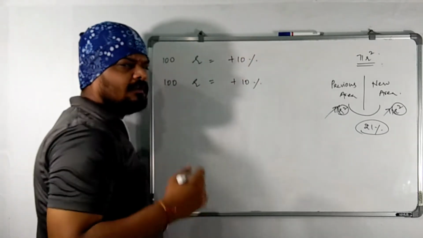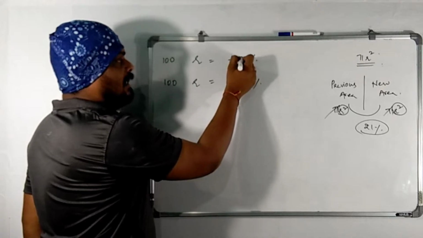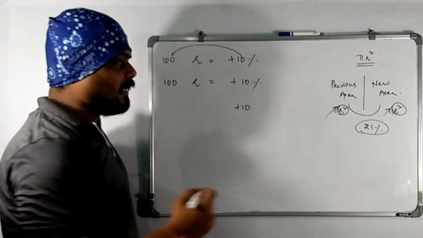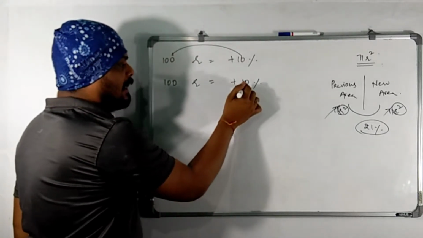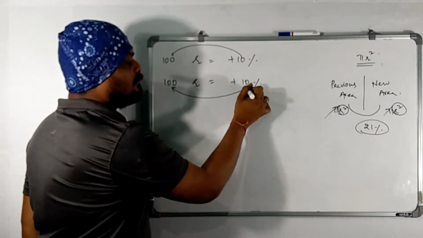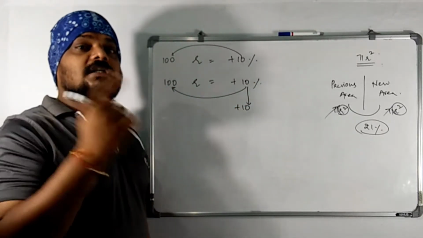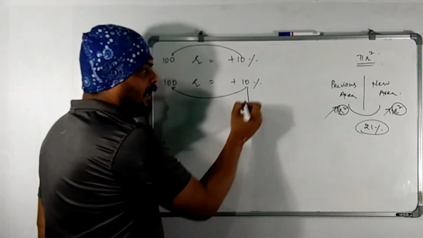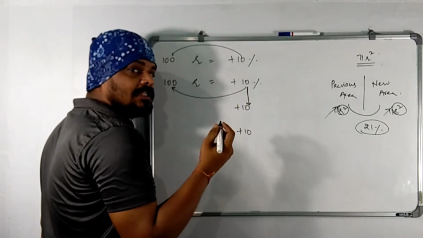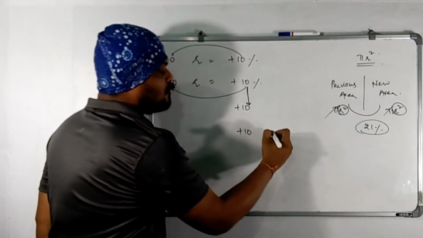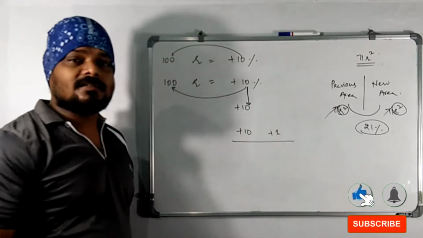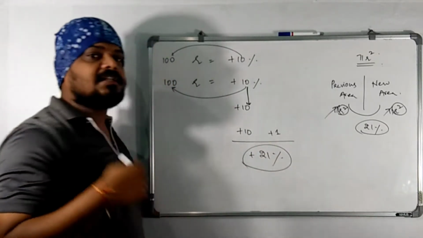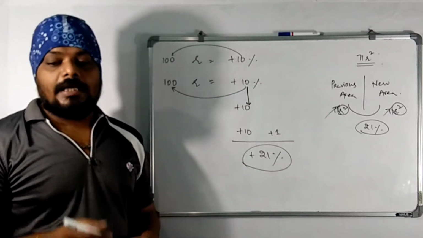Then let us try to solve in the boxes method. In the first condition, it is increasing upon 100, so it is increased by 10 units. In the second condition, what happens? It will be increasing upon the previous value, and also upon the first condition's value. So it is increasing upon 100, which is 10 units, and if it increases again upon 10 units, which is the first increased value, it will be plus 1 unit, isn't it? If you add all these, you will get directly the answer as 21% increased overall area.